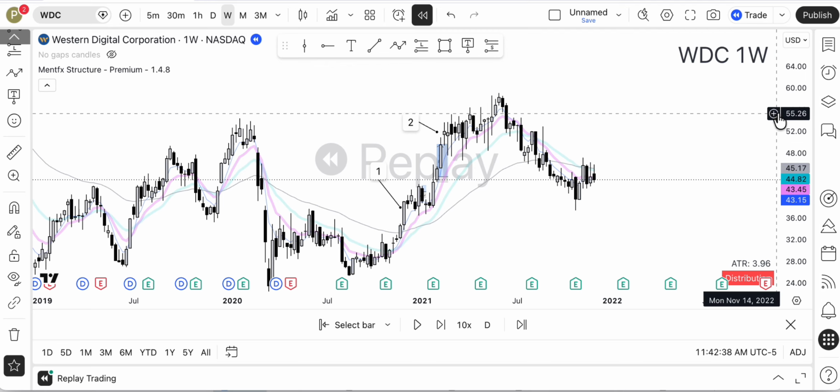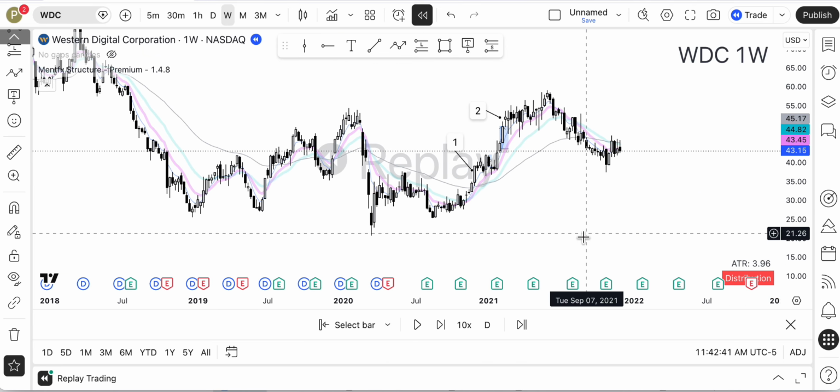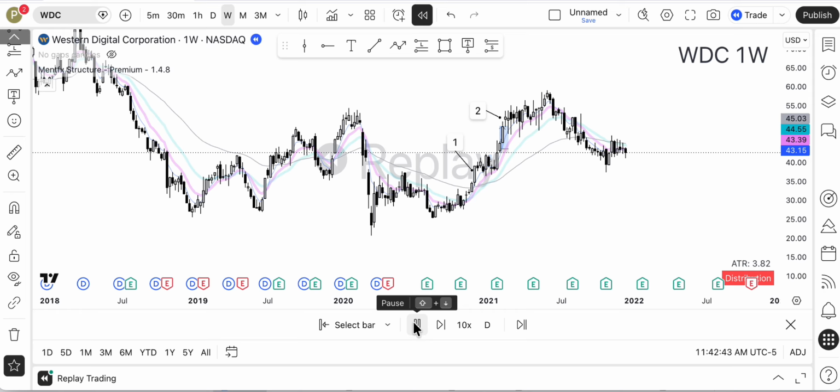I'm glad it's flushing because this stock needs a breather. It needs a reset, which is exactly what it's doing right now.